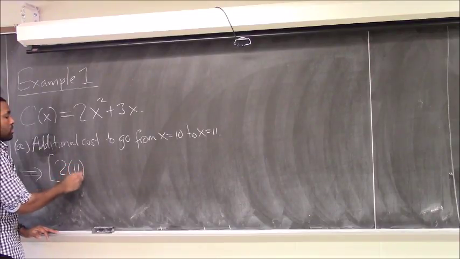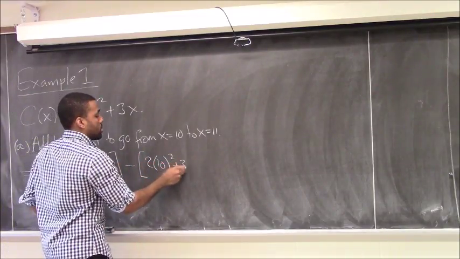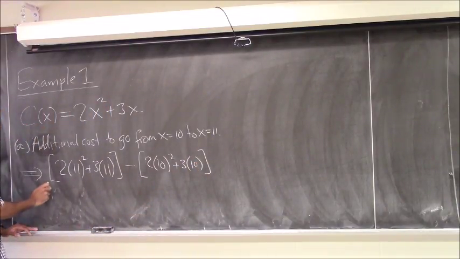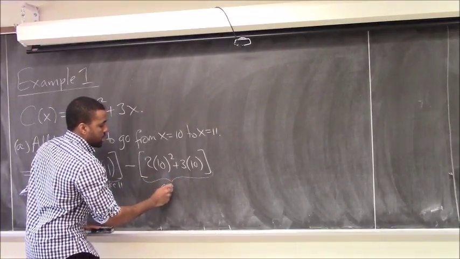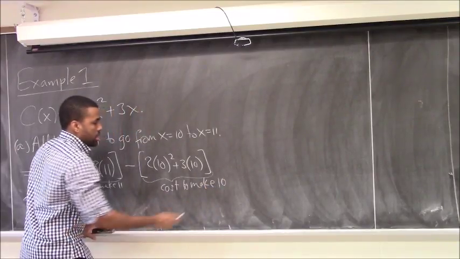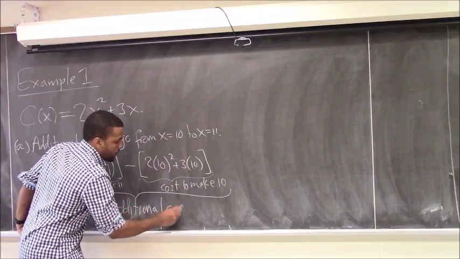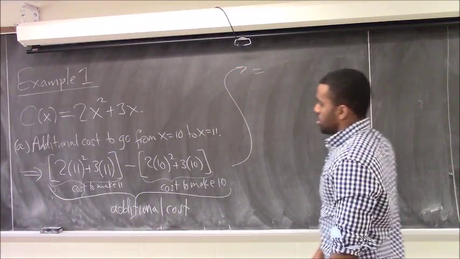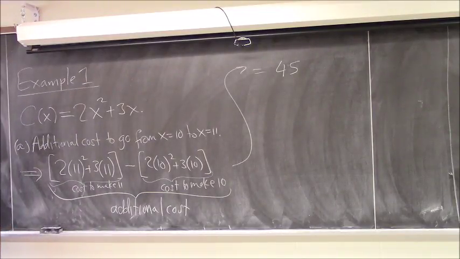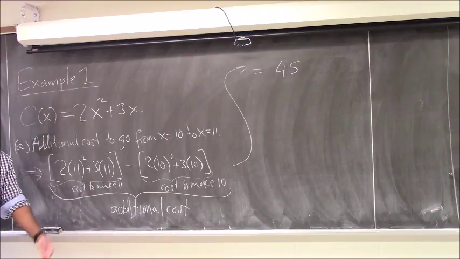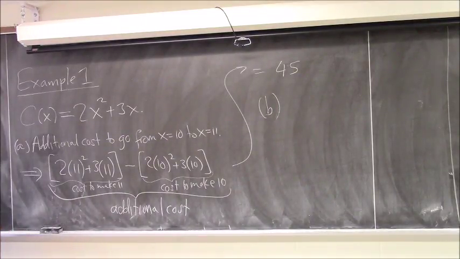So I'm going to plug in 11 here, minus plug in 10. So this was the cost I incurred to create 11, the cost to make 11. Here, this is my cost to make 10. And so the additional cost to go from making 10 to making 11, this expression is my additional cost. What is that equal to here? 45. It ends up being 45? Yeah. Some expensive boxer shorts. So if I already manufactured 10 of these, to manufacture one more would cost me $45 more. So look at B. What is the marginal cost when x equals 10?